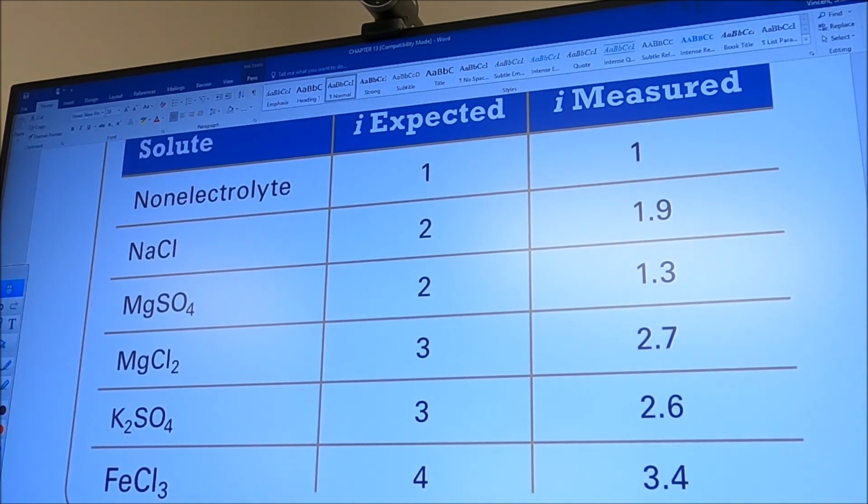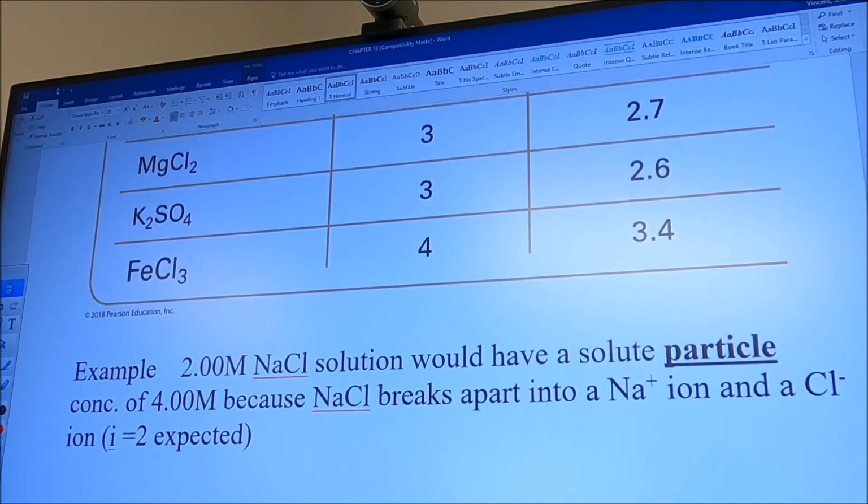For sodium chloride, we'd expect it to be 2, because there's a sodium ion and a chloride ion. It's 1.9, a little bit less. If we look at magnesium chloride, we'd expect 3, it's actually 2.7. And notice for iron 3 chloride, we'd expect 4 and we get 3.4. They clump together a lot. So Van't Hoff factors. We're going to experimentally determine a Van't Hoff factor. I'm not quite sure which salt I'm going to use. I'm going to look at solubilities so that we can get some good numbers. But we're going to do that.